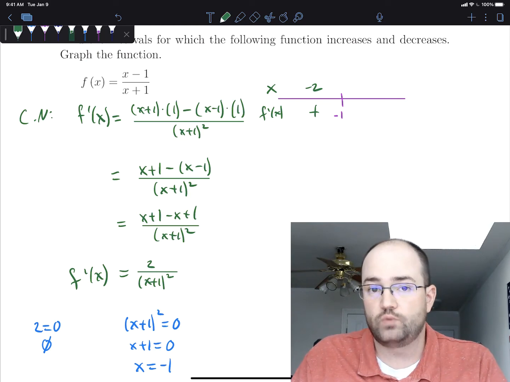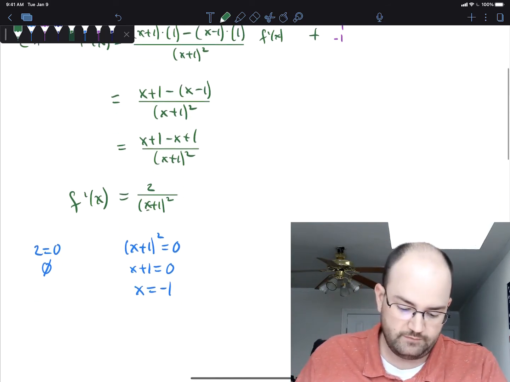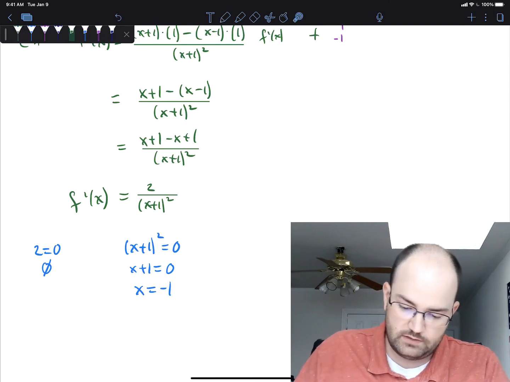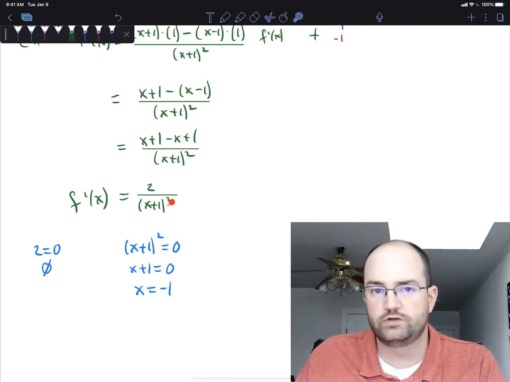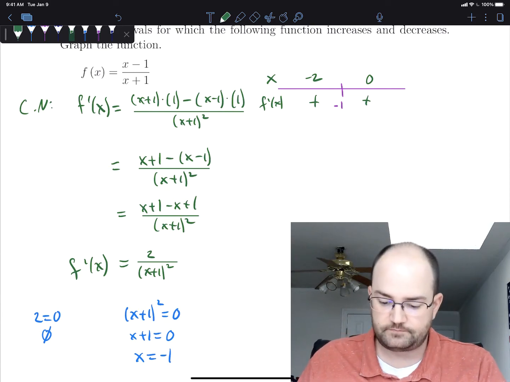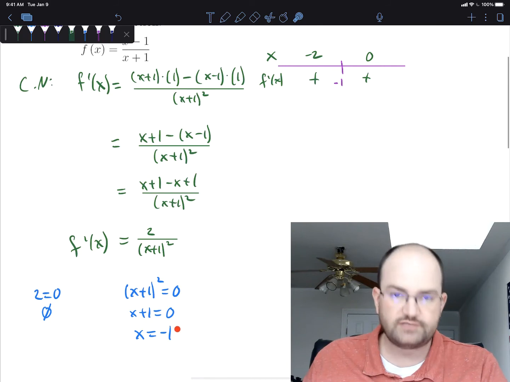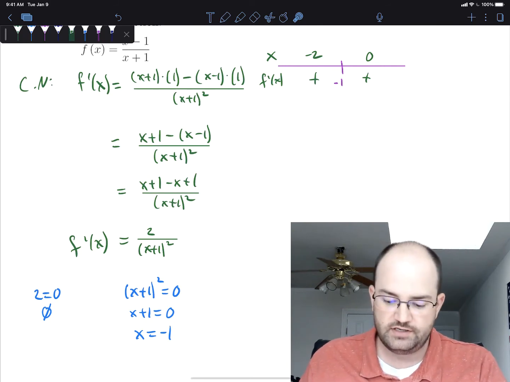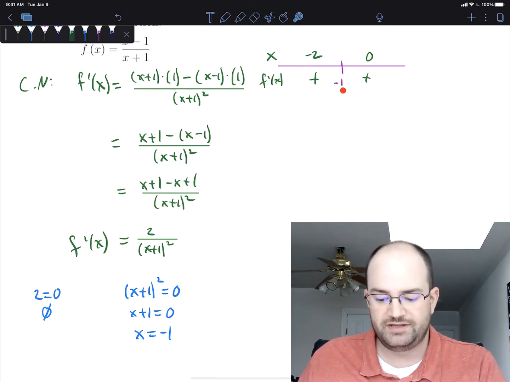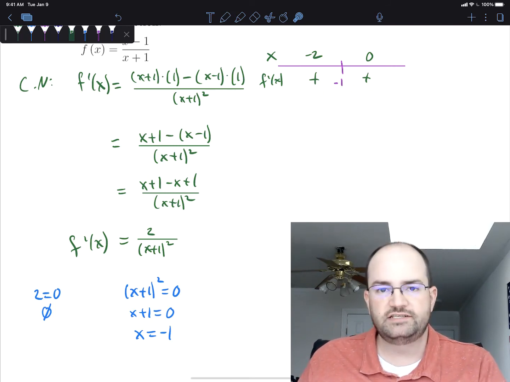Now, a number to the right of negative 1 would be 0. Plug that into the derivative. 0 plus 1 is 1. 1 squared is 1. 2 divided by 1 is 2. And again, that's positive 2. So that's plus. So what this is telling me is because there aren't any other possible critical numbers, notice this isn't technically a critical number, but it is an important number still, this function is increasing on its entire domain.